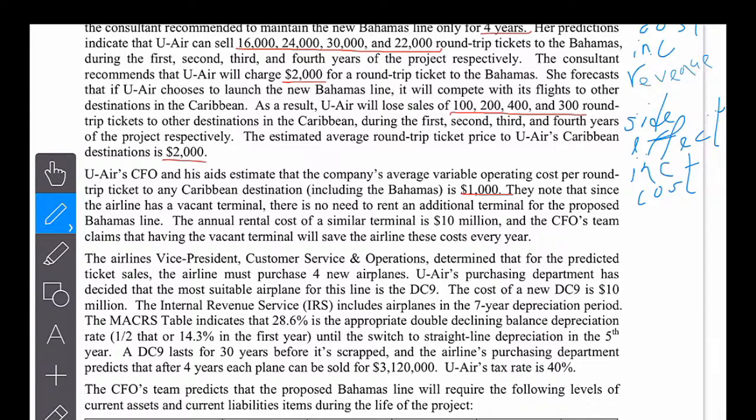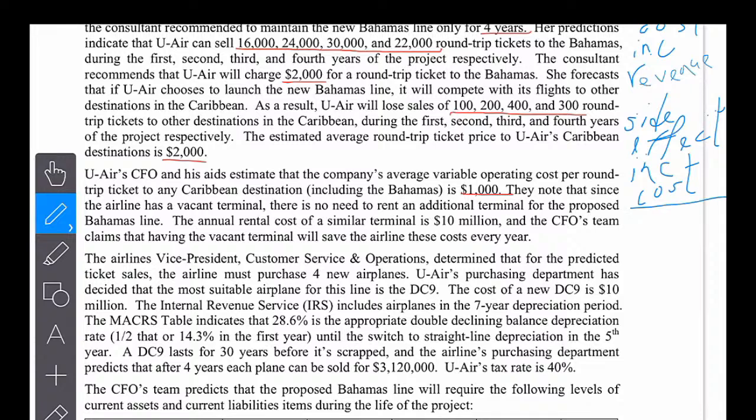What would we call the $1,000? Is it incremental? Because we're going to take on the project, we're going to sell tickets, but then to offer those services, it's going to cost us something, right? So those are only going to happen because of the project. So we refer to those as incremental expenditures.